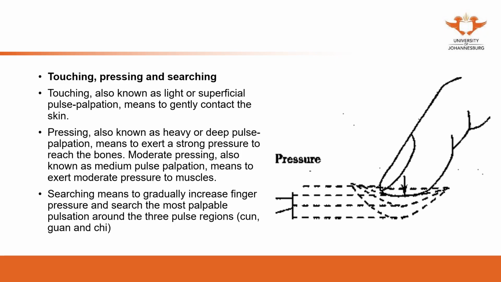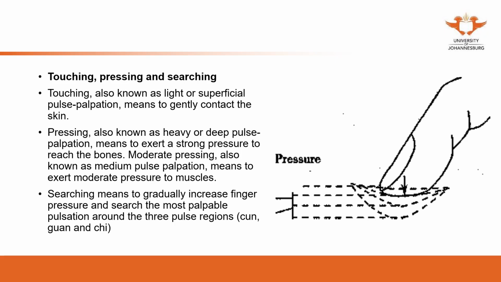So you know where the 寸口 area is. You know 3 sections in the 寸口 area, and in these 3 sections, how do you perform the feeling? How do you perform the diagnostic method? From touching, pressing, and searching. Touching, also known as light or superficial pulse palpation, gently contacts the skin.